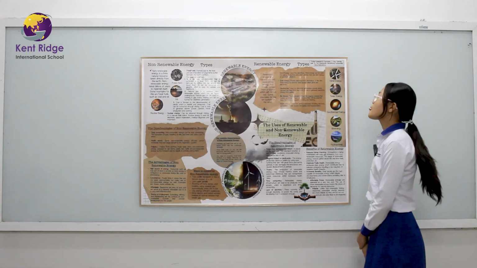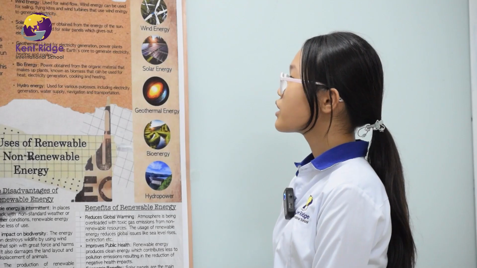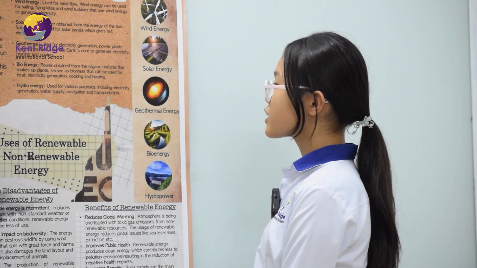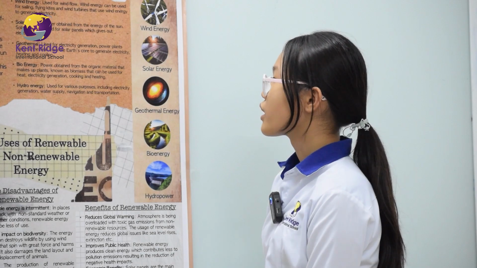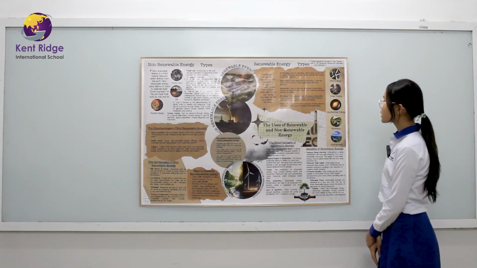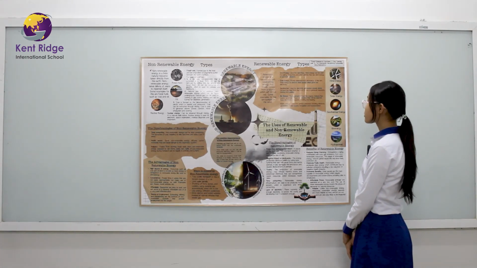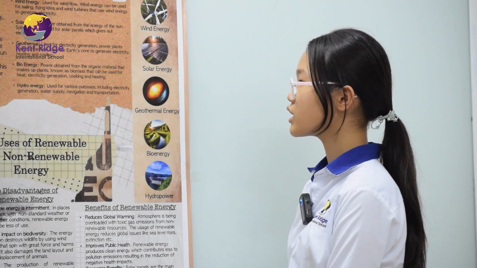Solar energy is the power obtained from the energy of the sun. Solar energy is used for solar panels, which give out electricity as well. Geothermal energy is used for electricity generation. Power plants harness the heat from the Earth's core to generate electricity, heating, and cooling.